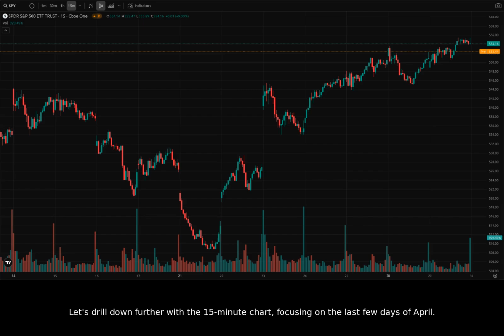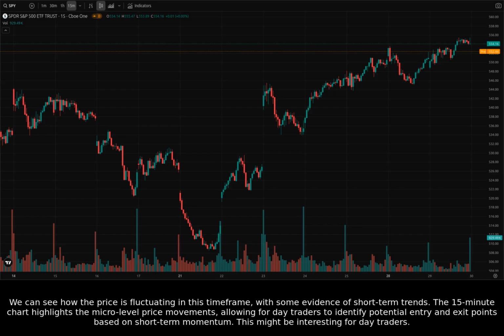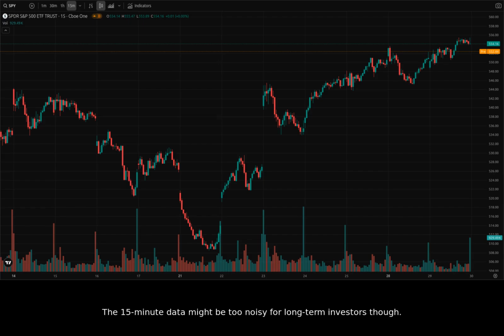Let's drill down further with the 15-minute chart, focusing on the last few days of April. We can see how the price is fluctuating in this time frame, with some evidence of short-term trends. The 15-minute chart highlights the micro-level price movements, allowing day traders to identify potential entry and exit points based on short-term momentum. This might be interesting for day traders. The 15-minute data might be too noisy for long-term investors, though.